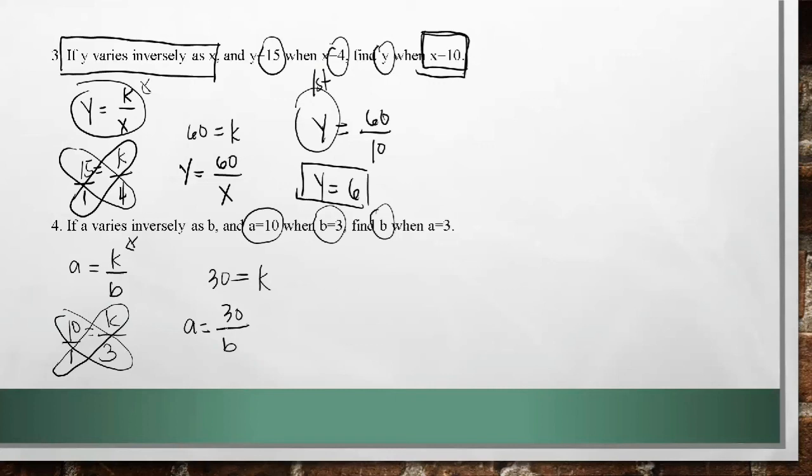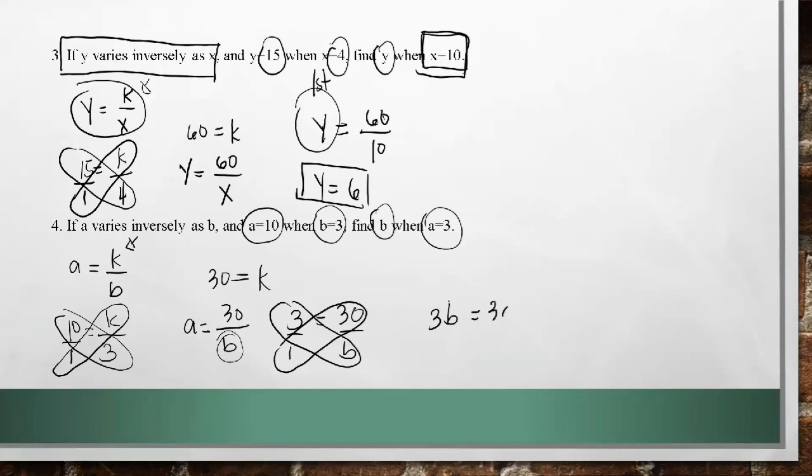And now we have the equation of variation. We can find B when A is 3. So ang hahanapin natin is the second variable, B. Therefore, A is 3, is equal to 30 over B. So here, we are going to use cross multiplication. So meron tayong denominator 1, and when we cross multiply this, 3 times B is 3B, and 1 times 30 is equal to 30. Now, paano natin hahanapin yung B?